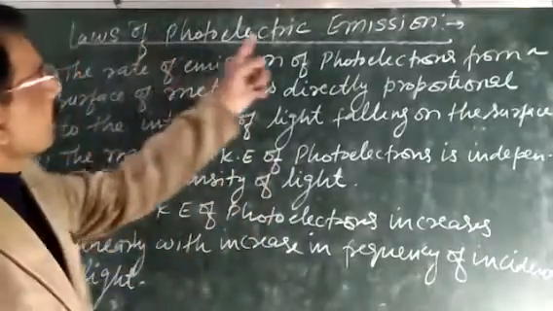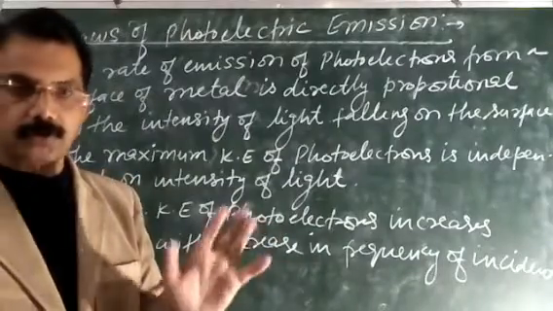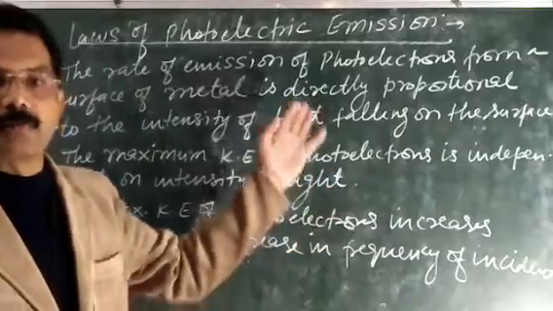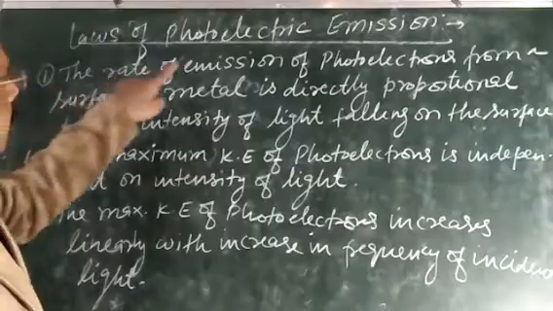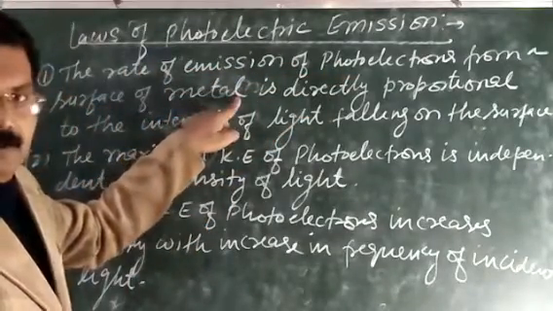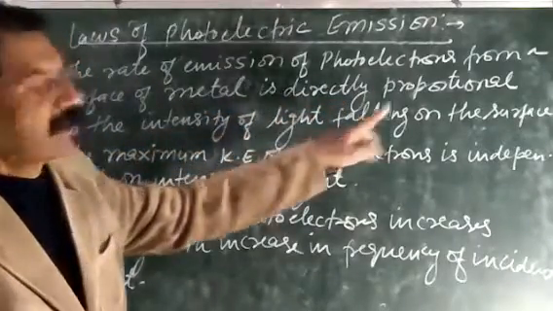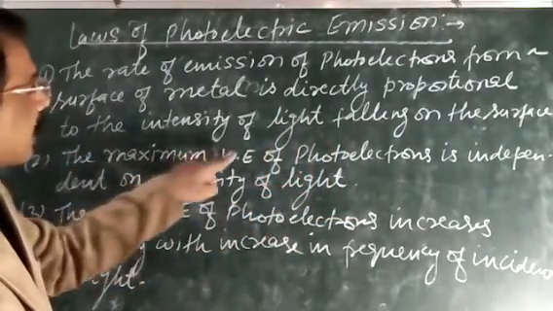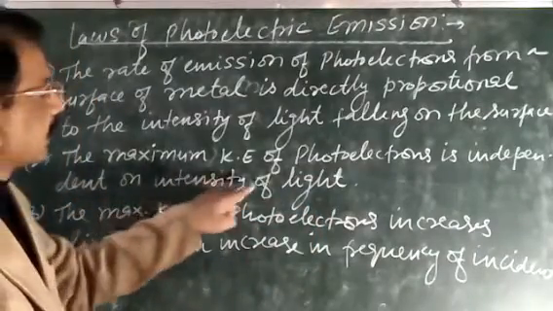Now the laws of the photoelectric emission. Lenard and Millikan were the two scientists who gave the following laws on the basis of experiments on the photoelectric emission. First one is what here? The rate of emission of photoelectrons from the surface of a metal is directly proportional to the intensity of light falling on that surface. Second one, the maximum kinetic energy of the photoelectrons is independent of the intensity of light.